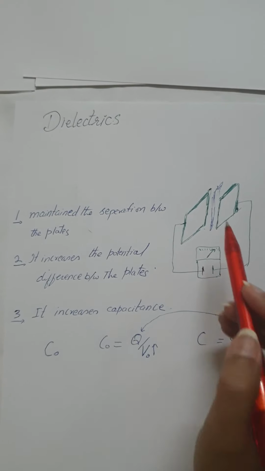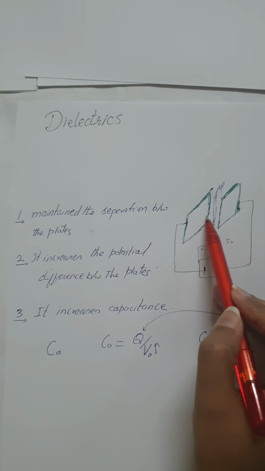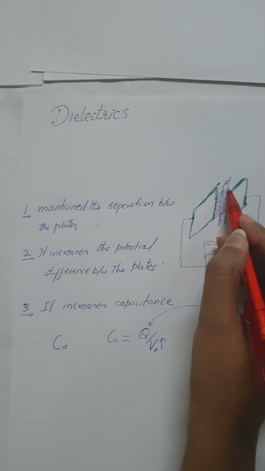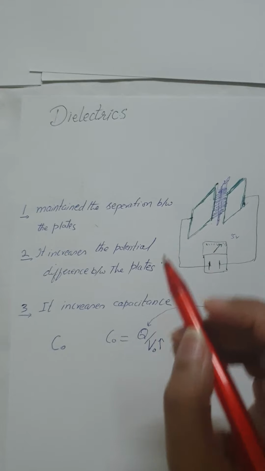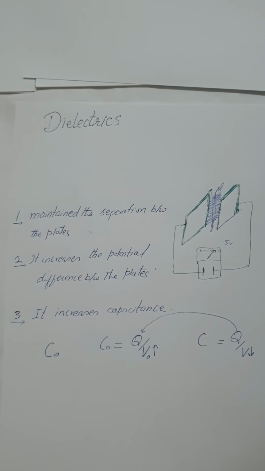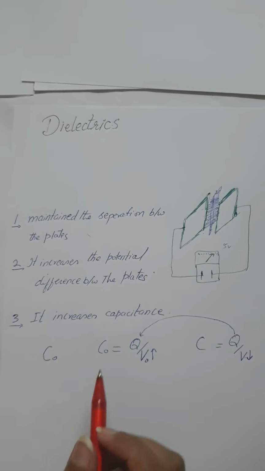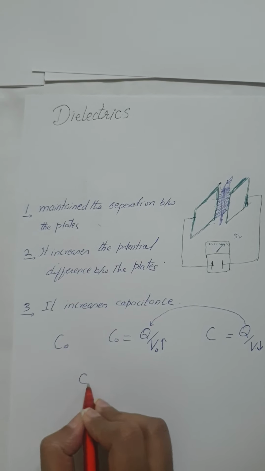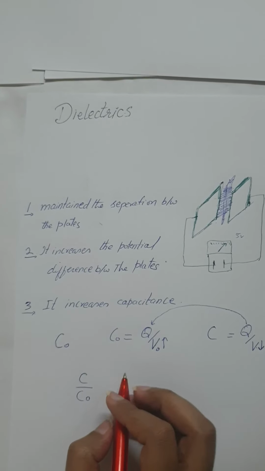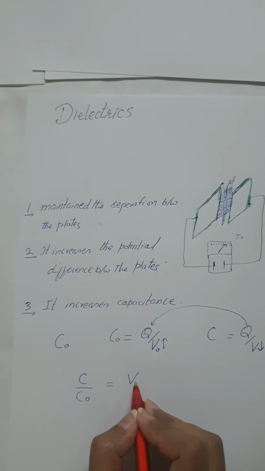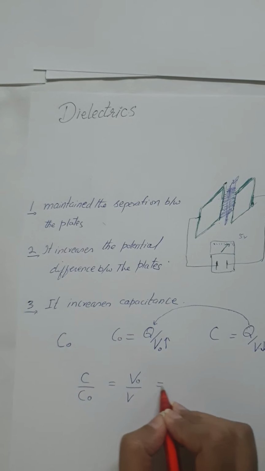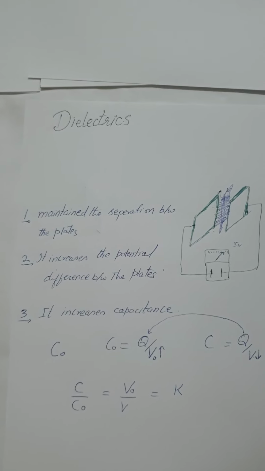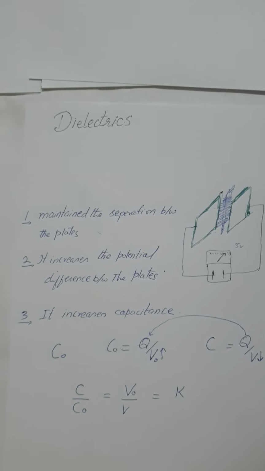Okay. Now if the whole space between the plates is filled with this dielectric medium, then the ratio of both capacitances, C over C naught, which is V naught over V, is equal to the dielectric constant K. For every dielectric there is a specific value of the dielectric constant.